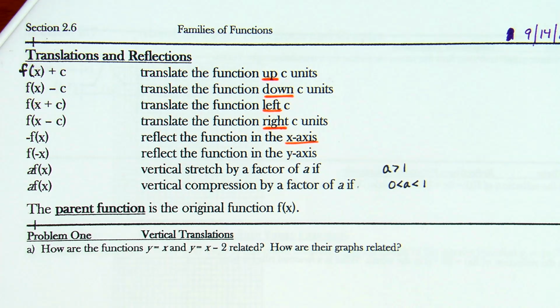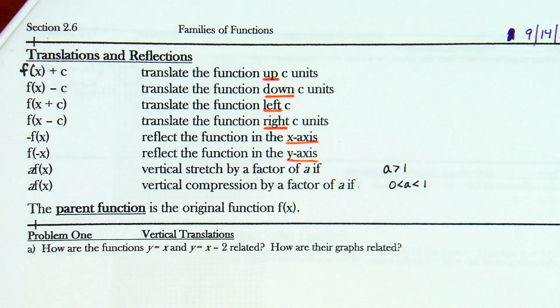Horizontal. I see some arms being held out. So reflecting across the x-axis means it's going to go up or down. If instead the negative is directly on the x, that's going to reflect the function in the y-axis. So that means it's going to flip left or right over the vertical y-axis. Okay. And so there are translations, and there are reflections.